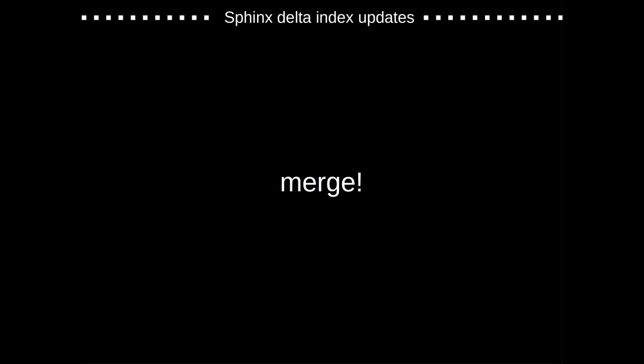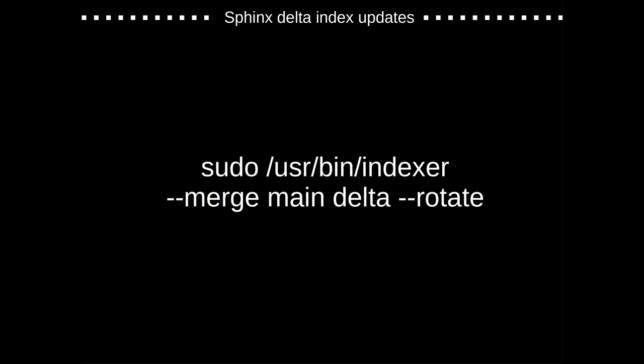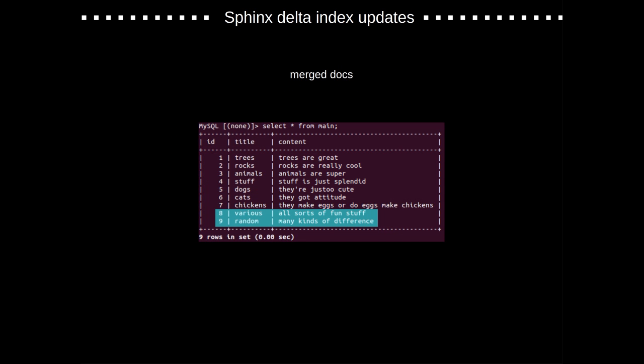Sounds great. Now, let's imagine we received a couple new posts. We update the Delta and we want to merge the documents into the main index. So, we'll do this: sudo /usr/bin/indexer --merge main delta --rotate. And as you can see, it brought the 2 new documents from the Delta index into the main index.